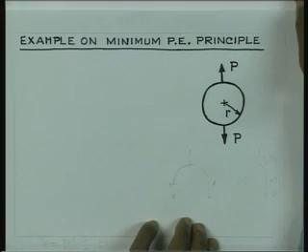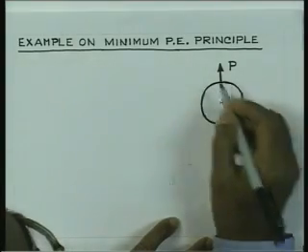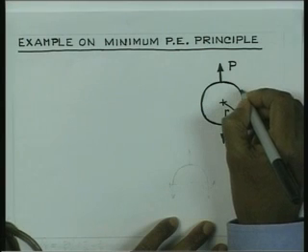Now, we will consider one example on the minimum potential energy principle. These energy principles are very useful in solving statically indeterminate problems. So, let us consider application of the minimum potential energy principle for solving one statically indeterminate problem. Consider the case of a ring of uniform cross section.